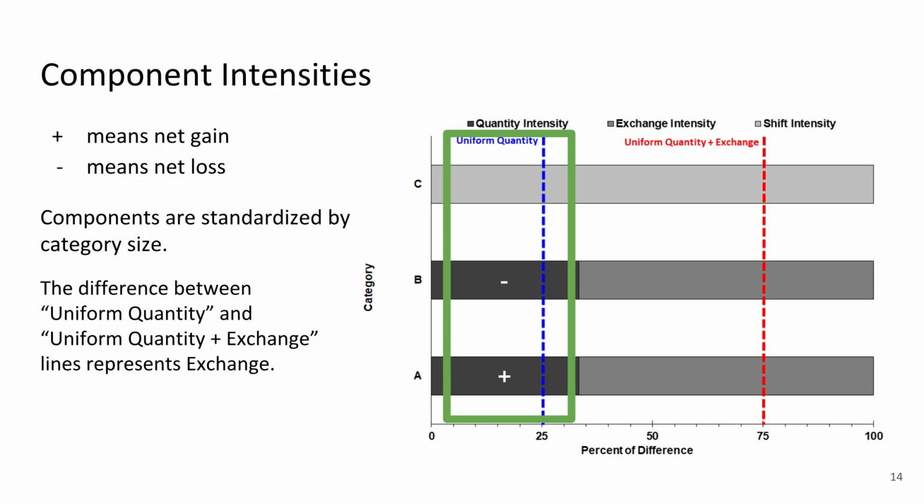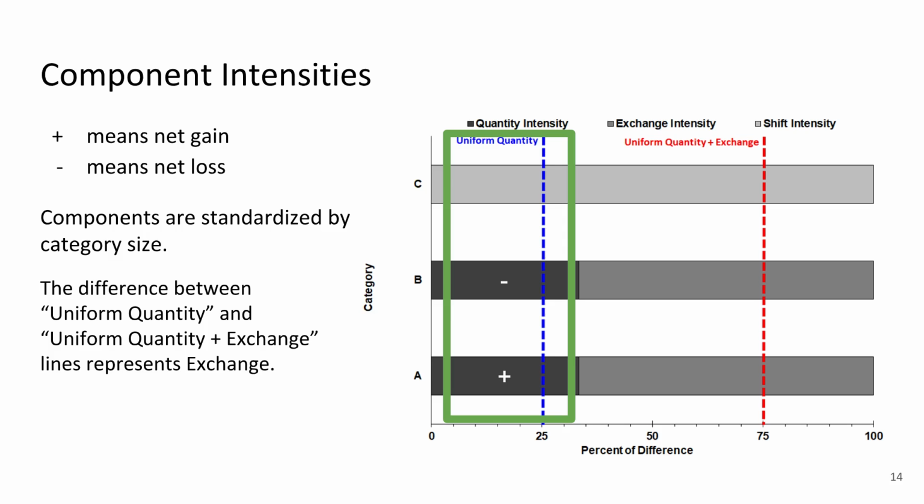The uniform quantity line indicates that the quantity component overall is 25% of the difference overall. If the quantity component for a given category extends beyond the line for uniform quantity, then the category has experienced quantity component more intensively than overall quantity component. For example, the quantity components for categories A and B extend beyond the line for uniform quantity, so both categories A and B experienced quantity components more intensively relative to the quantity component overall.